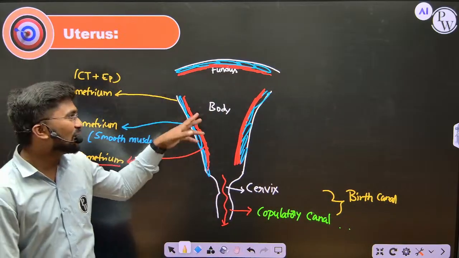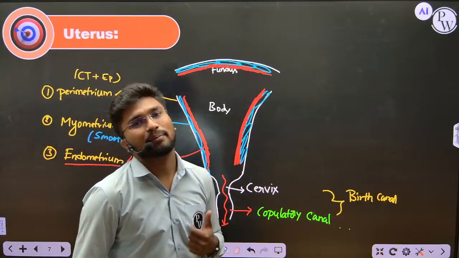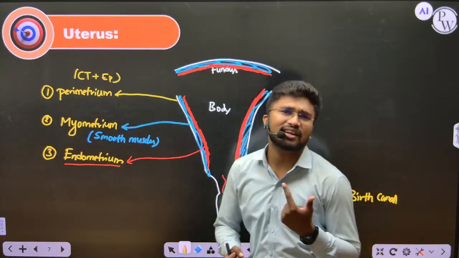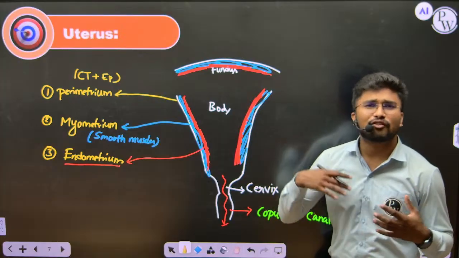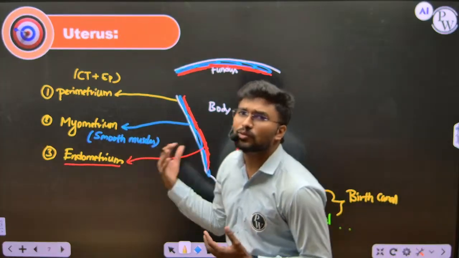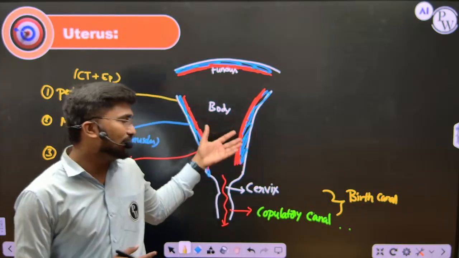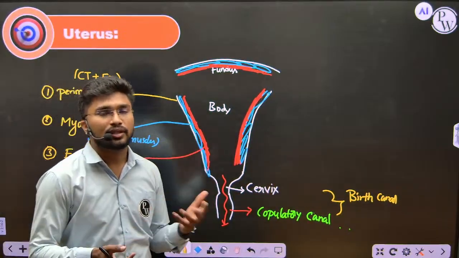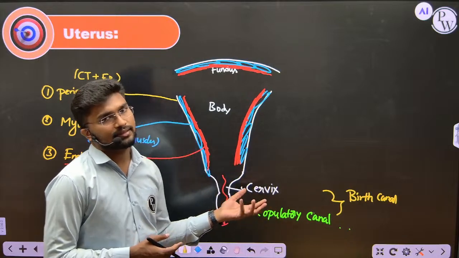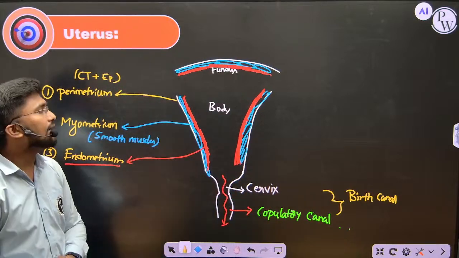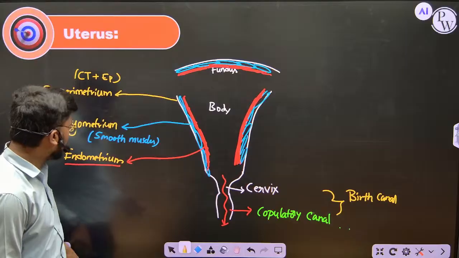So that is about the uterus. The uterus has a total of three layers: outer layer perimetrium, middle layer myometrium, inner layer endometrium. Perimetrium is made up of connective tissue, myometrium is made up of smooth muscle, and endometrium is highly glandular, which is essential for nutrition if fertilization takes place, if she is pregnant.